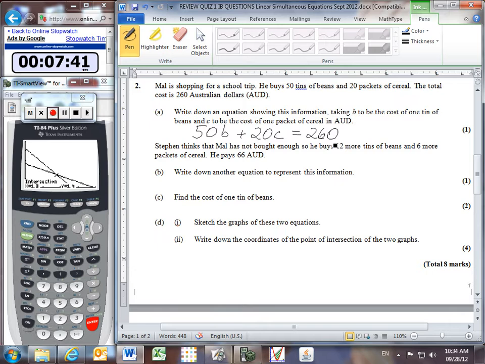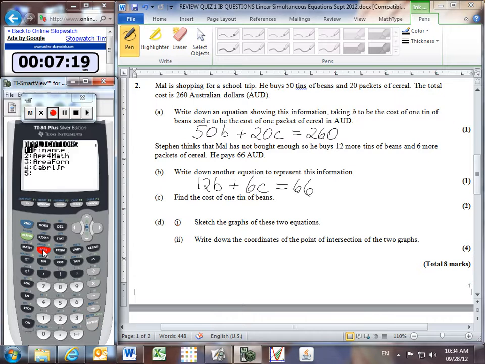Alright, Stephen thinks Mal has not bought enough, so he goes and buys 12 more tins of beans. So that's 12 times the beans. And he got 6 more packets of cereal, 6 times the cost of a cereal packet, and he paid 66. Now we have to find the cost of 1 tin of beans. Quickest way to solve this will be putting it into a system of equations.